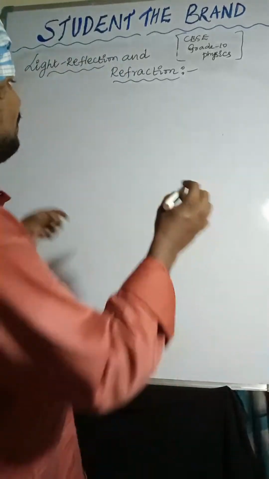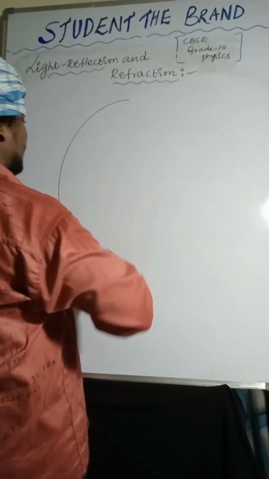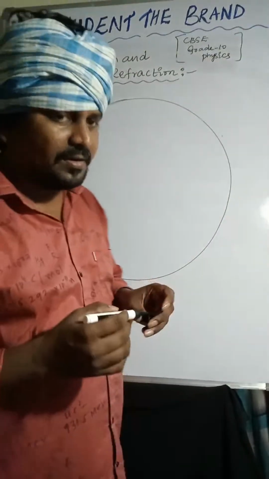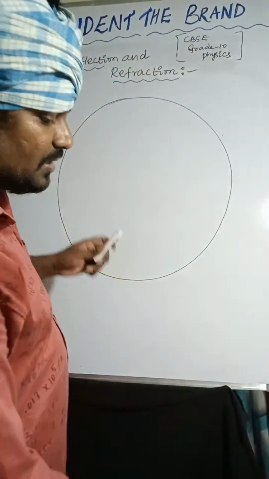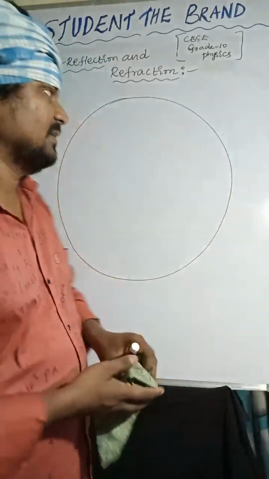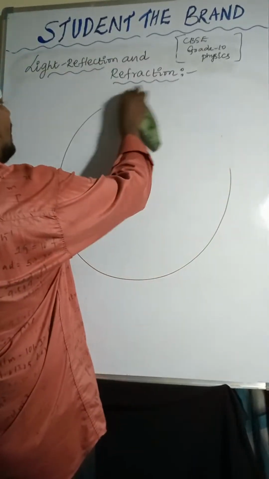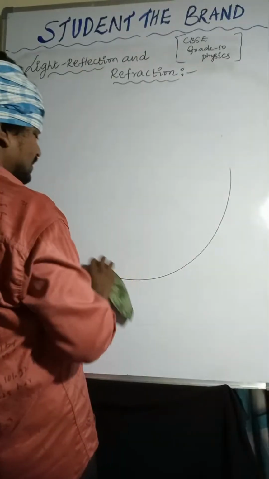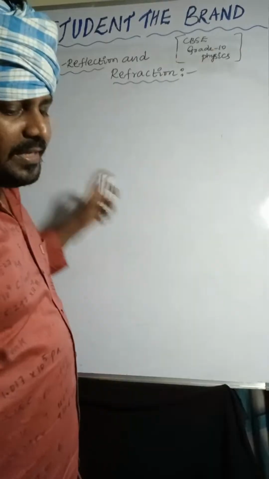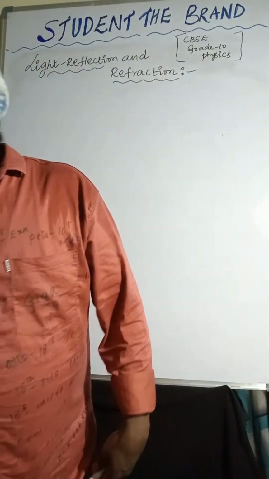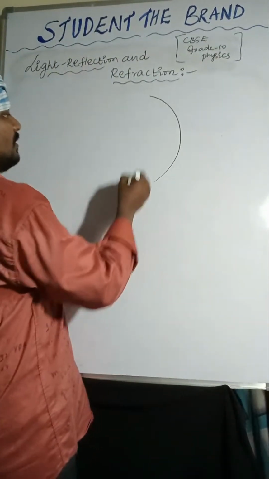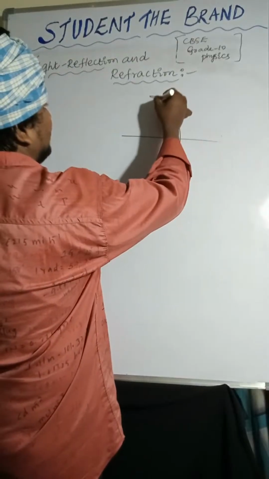The mirror which is in the form of a curved surface is called a spherical mirror. There are two types of spherical mirrors. One is the concave mirror, another one is the convex mirror. The mirror which is in the form of a curved surface, as I said, is called a spherical mirror.